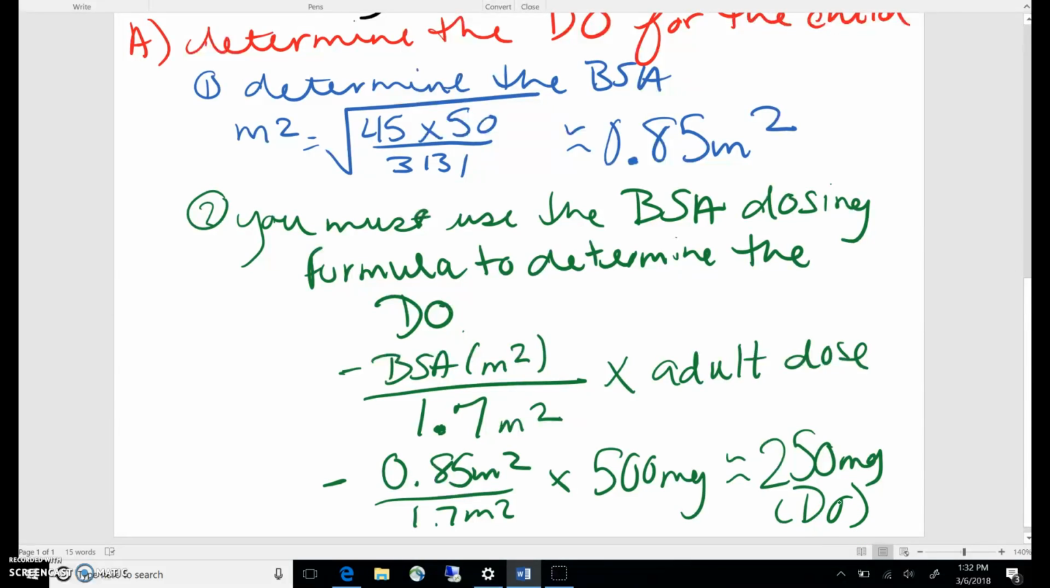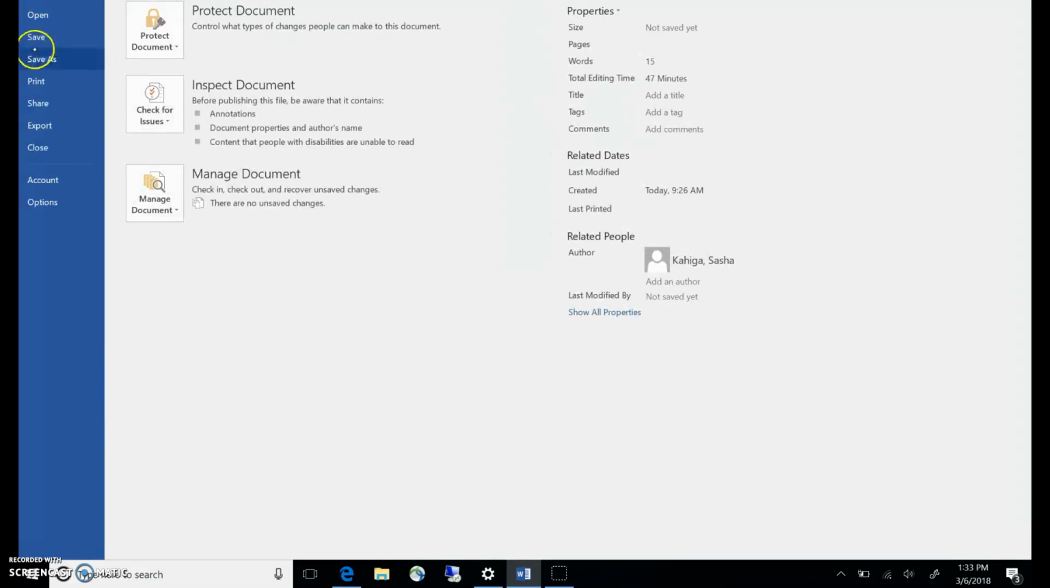So I've answered A. For me to determine the dose ordered for the child, I first had to determine the patient's body surface area, and once I determined their body surface area, I then had to use the body surface area dosing formula, which is the body surface area over 1.7 meters squared times the adult dose, to determine what that dose ordered is. All right. The next question.